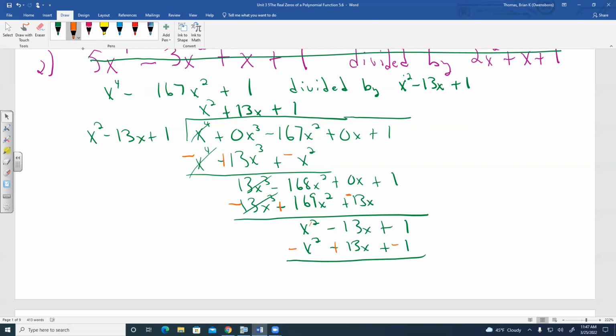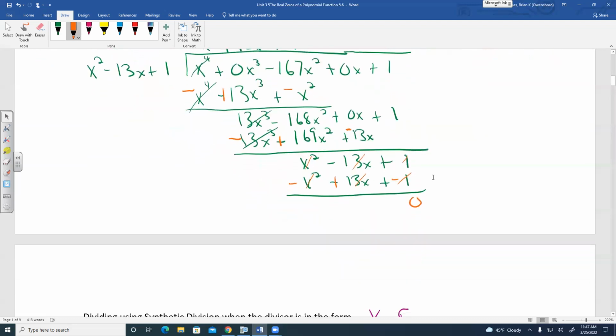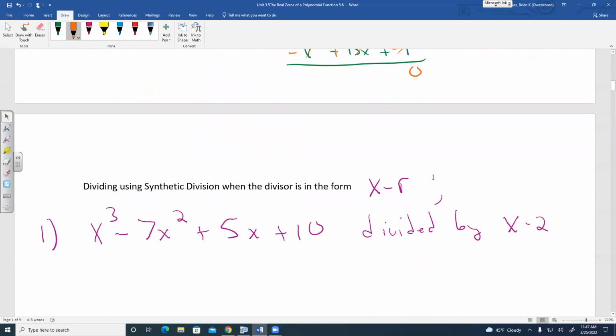And this cancels out, that cancels out, that cancels out, which means our remainder is 0. So actually, x squared minus 13x plus 1 would be a factor of x to the 4th minus 167x squared plus 1. Okay. So that's what we do as long division. Notice how it's long. It takes up a lot of paper.